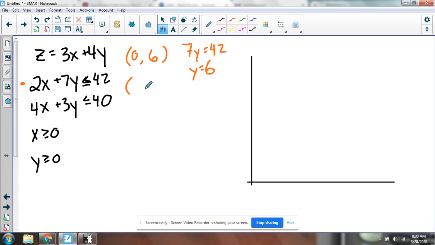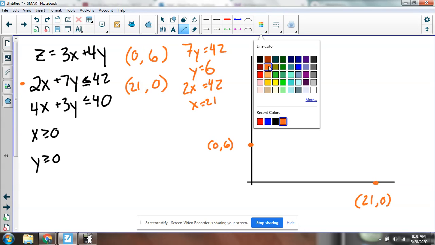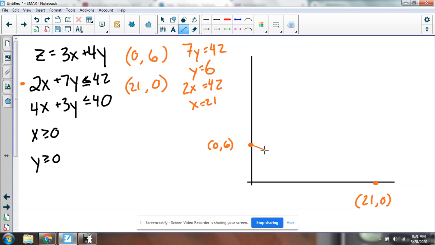Now the reverse. Let y be 0. Cover this up. I'm left with 2x equals 42, or x equals 21. So I'm going to graph (0, 6) and (21, 0). (21, 0) I'll put out really far here. And (0, 6), I don't know, somewhere right about there. They're going to be connected with a solid line because it's less than or equal to.